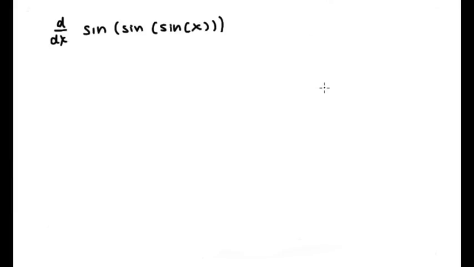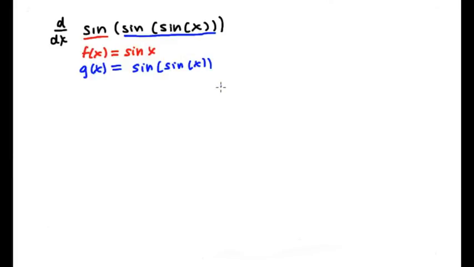What is the most outside function here? Well, this is the most outside function, sine of x. So f of x is going to equal sine of x, and g of x is going to equal what? This whole inside is g of x. So that's sine of sine of x. And what does the chain rule tell us?